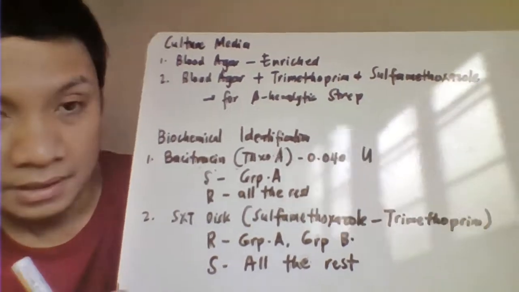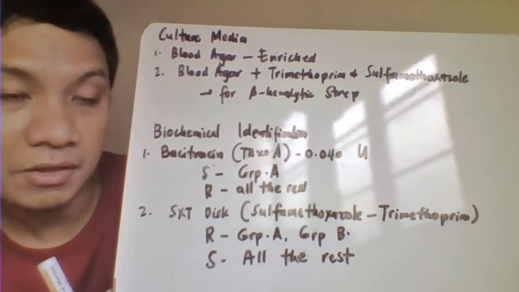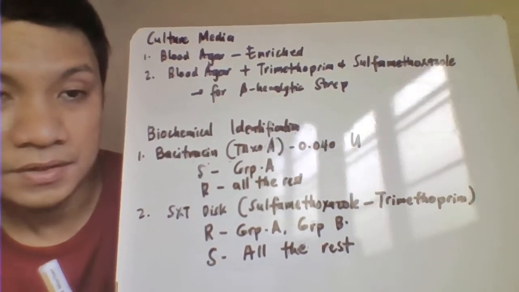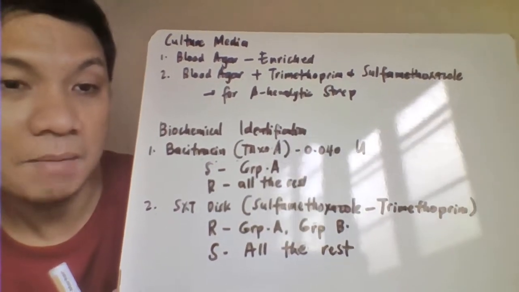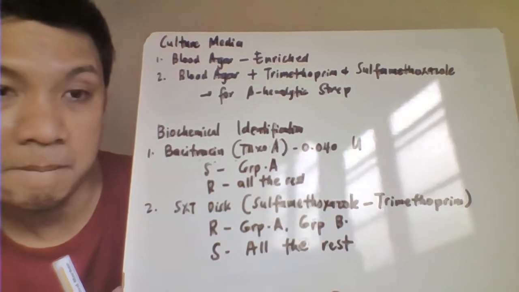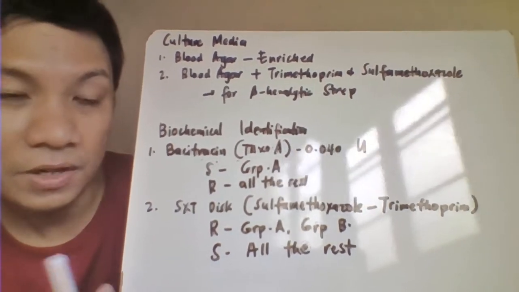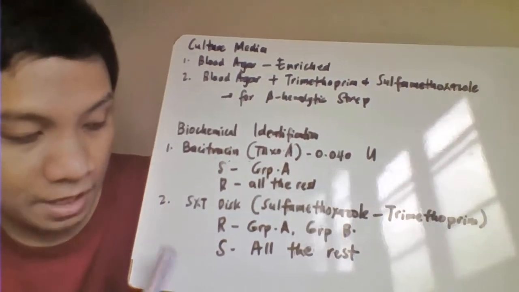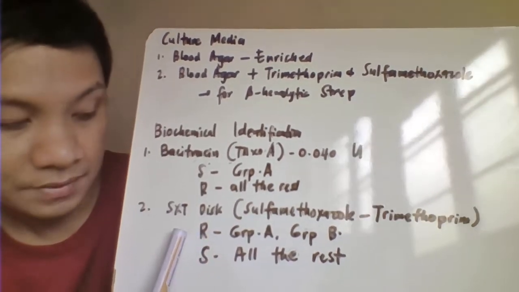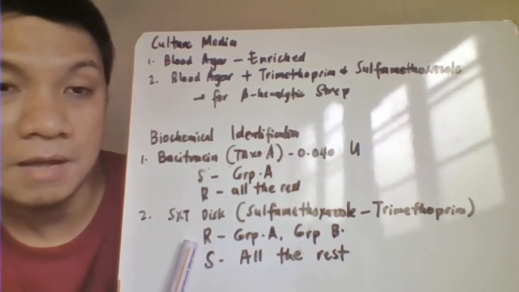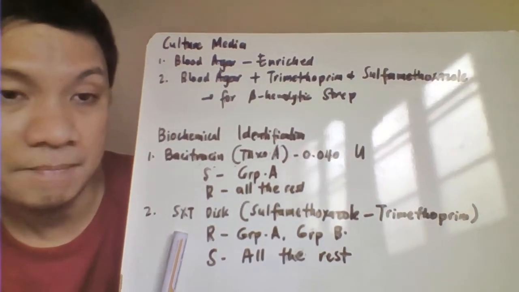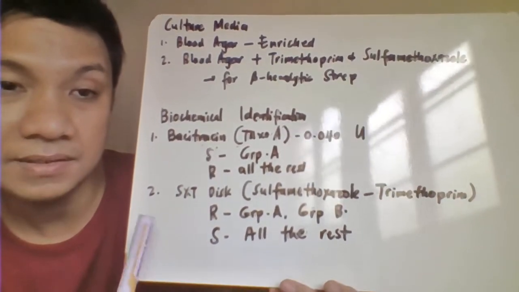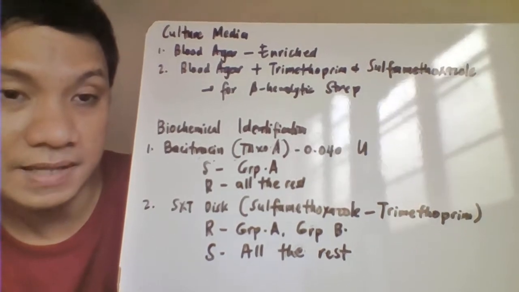Then we have SXT, sulfamethoxazole trimethoprim. This one would have a resistant result with group A Strep pyogenes and group B Strep agalactiae. All the rest are susceptible. So it means SXT, sulfamethoxazole trimethoprim, is not effective against group A and group B. It will be effective against the rest of the strep species.